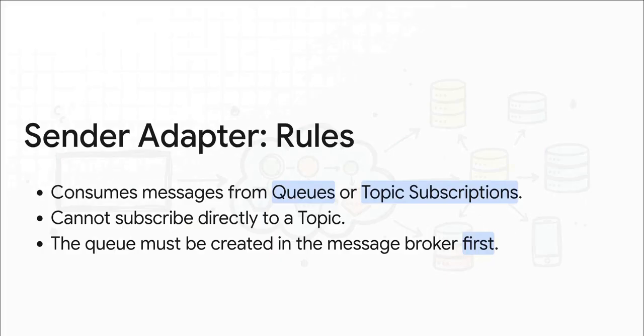And there are a couple of really critical rules for the sender you got to know. It can listen to a specific queue. Think of that as a private mailbox for just one person. Or it can listen to something called a topic subscription, which is kind of like getting your own personal copy of a public newsletter. But, and this is important, it can't just listen to the main newsletter, the topic itself. It needs that personal subscription. And you absolutely have to create that queue in the message broker before you tell SAP to listen to it.